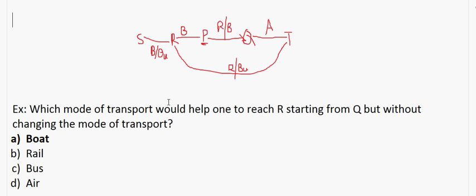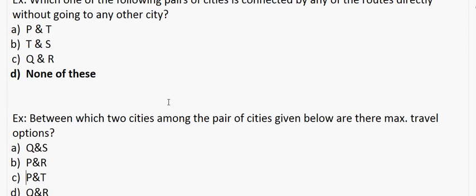Now if we take Q to T, then T to R, there are again options, and R to S there are again options. So there are lots of options. Let's not count the options. So Q to S seems to be a good answer.